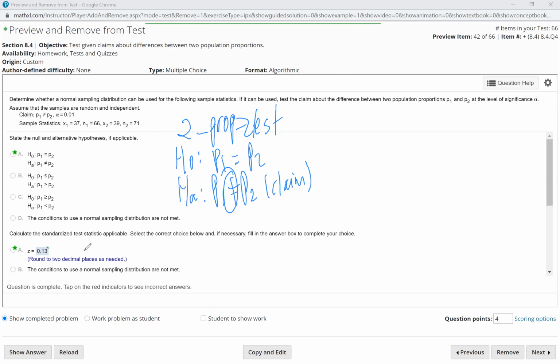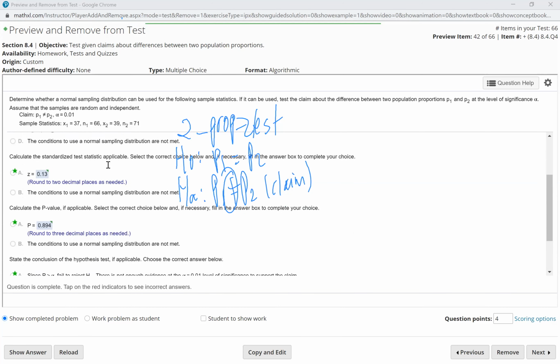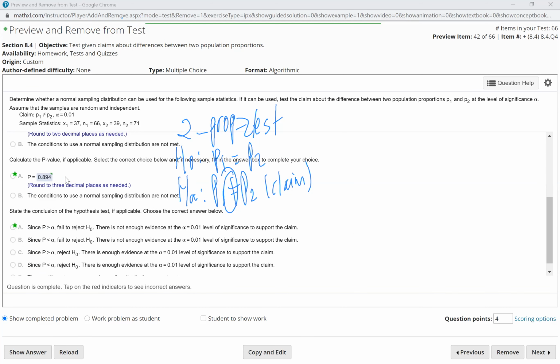Z is 0.13, and what's the p-value? It's going to be huge here. Let me just scroll down. 0.894, more than alpha, fail to reject the null hypothesis. If you fail to reject the null hypothesis and your claim is in the alternative hypothesis, you cannot support the claim. And there you go, it's right there. Not enough evidence to support the claim.